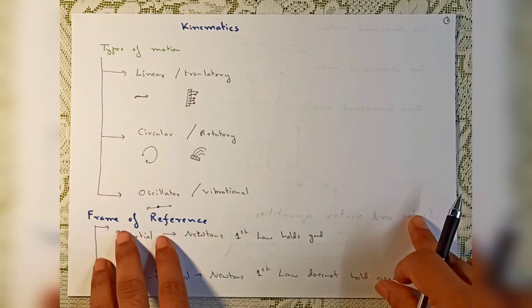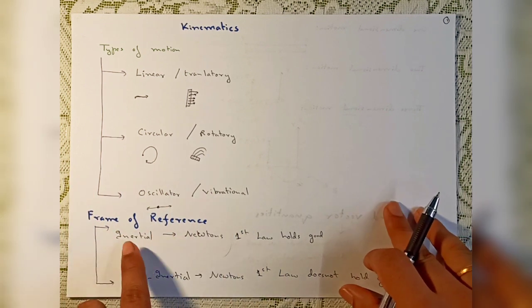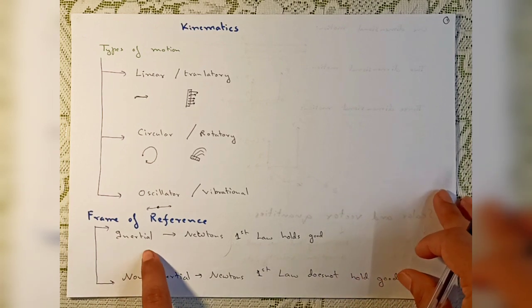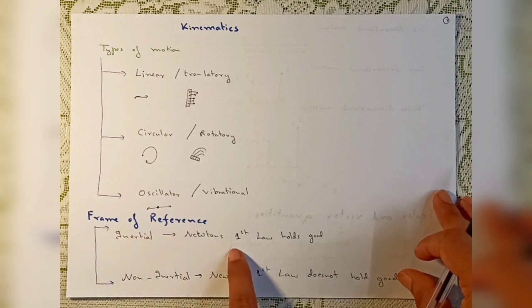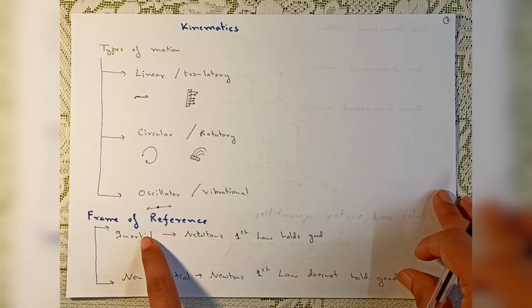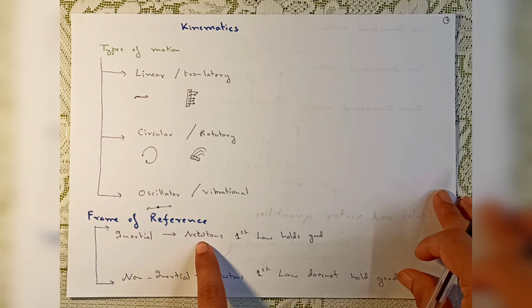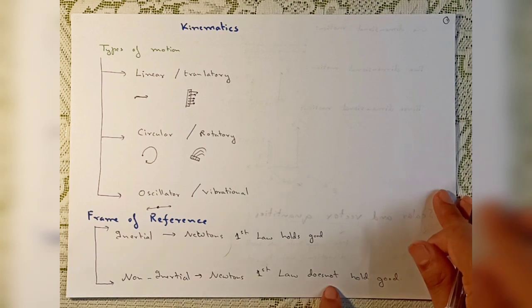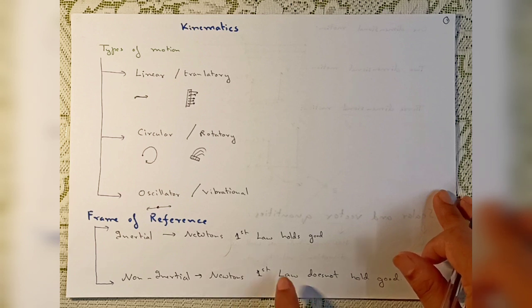And then we have frames of reference, inertial and non-inertial frames of reference. An inertial frame of reference is one where Newton's first law holds good. It means this frame is good for those bodies moving with uniform speed, whereas a non-inertial frame of reference is the one where Newton's first law, that is the law of inertia, does not hold good. It means here the body is accelerating.